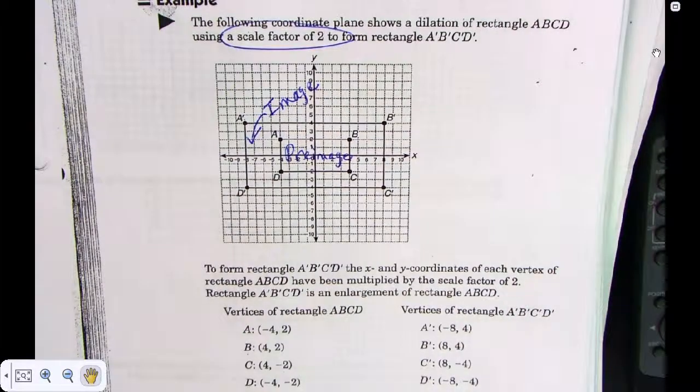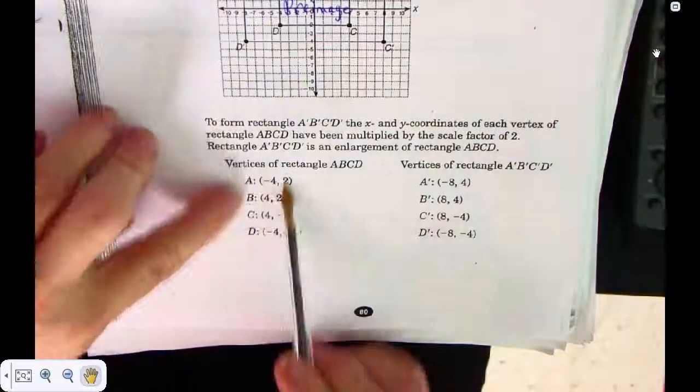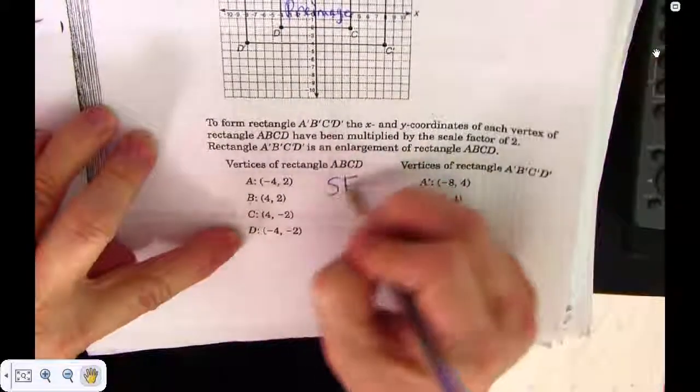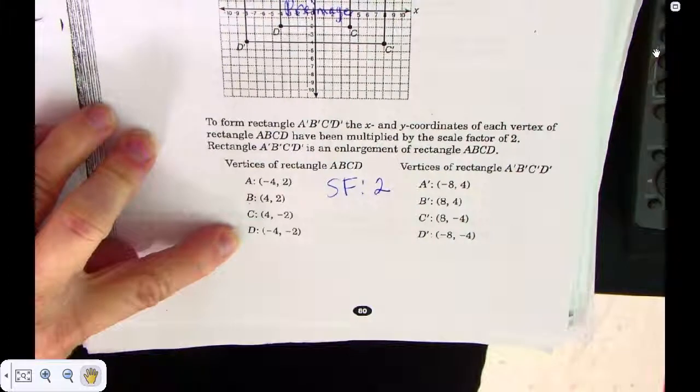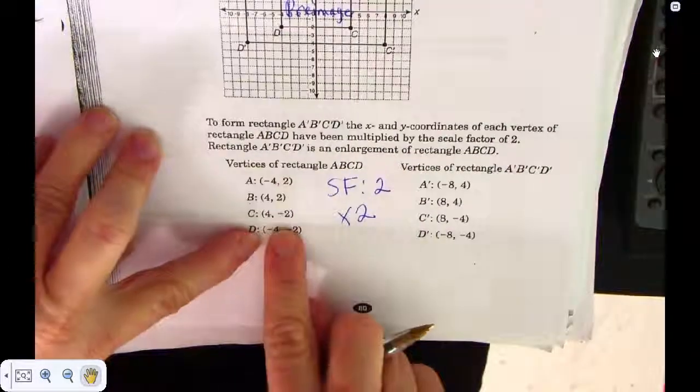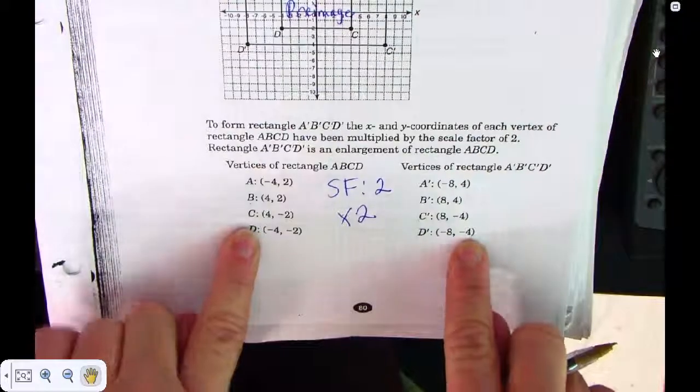Factor means to multiply. Okay? So we're going to multiply by 2. We're going to multiply the sides by 2 and the vertices coordinates by 2, which they already did for us down here. So everybody look at the bottom. What they did is they took all the vertices, the scale factor, right, SF. You're going to be doing that a lot. SF is 2. So they took all these vertices and multiplied by 2. You see? So you would know where to put it on the coordinate grid.